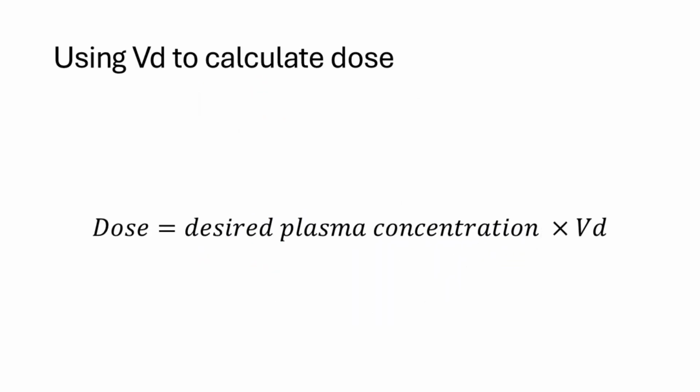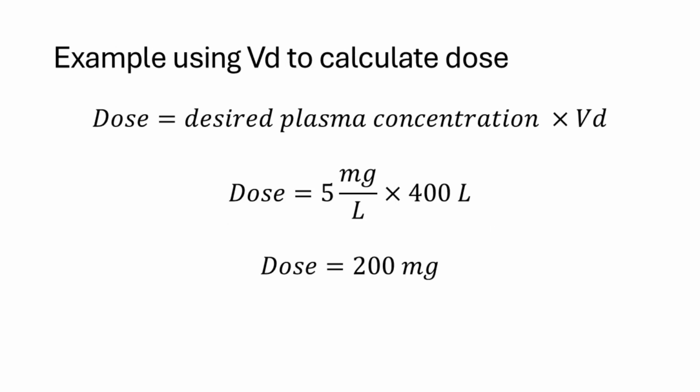Clinically, the volume of distribution can be used to determine the required dose of a drug by multiplying the desired plasma concentration by the apparent volume of distribution. For example, if we required an initial plasma concentration of 5 milligrams per liter and the volume of distribution was 400 liters, we would need an initial dose of 200 milligrams.